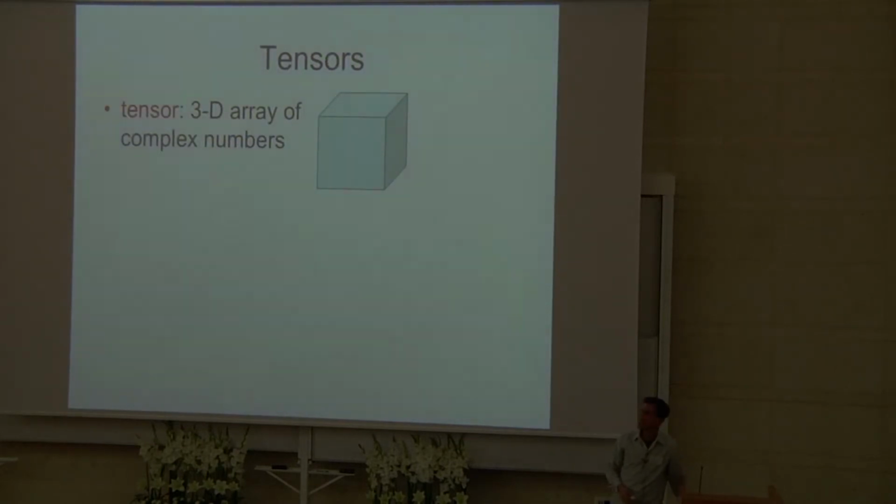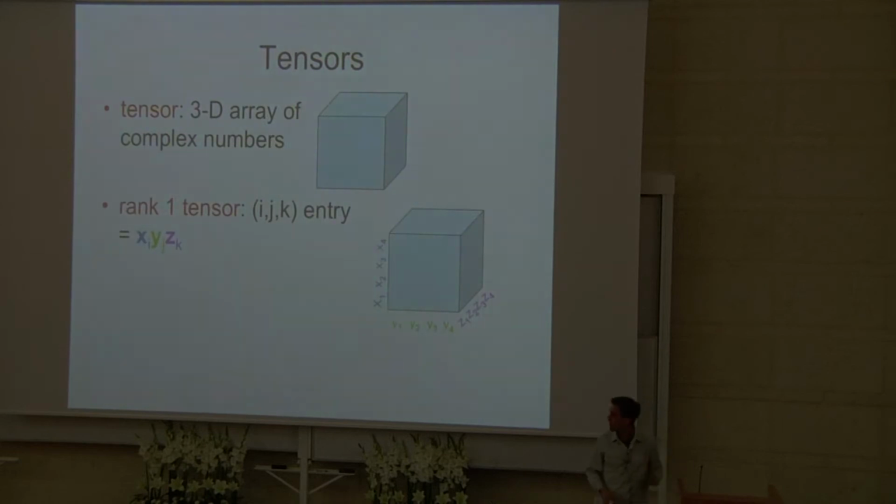Okay, so a tensor, for the purposes of this talk, is a 3D array of complex numbers. I'm going to try to make everything concrete and use lots of pictures, so I hope that helps visualize the problem. A rank 1 tensor is a tensor in which the ijk entry of this cube, this array of complex numbers, is x_i, y_j, z_k for 3 vectors x, y, and z. If you'd like, you can think of the vectors as labeling the rows and the columns and whatever those things are in the other direction. And then the entry is just the product of the associated x, y, and z values.